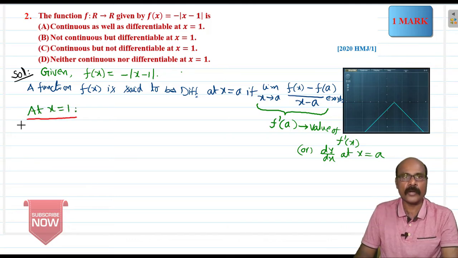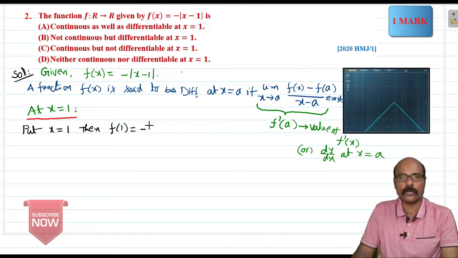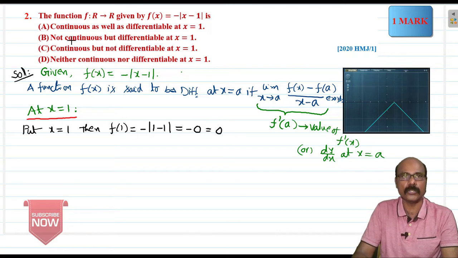Okay. So before going to check the left differentiability and right differentiability, first we can find the value of f at x equal to 1. Put x equal to 1, then what is f of 1? F of 1 is equal to minus modulus of 1 minus 1, that is equal to minus modulus of 0, minus 0 is nothing but 0.